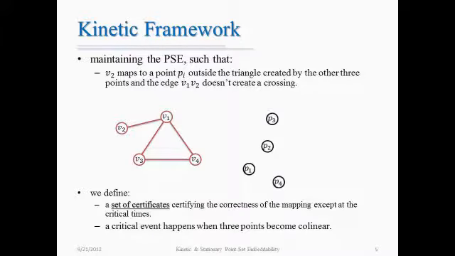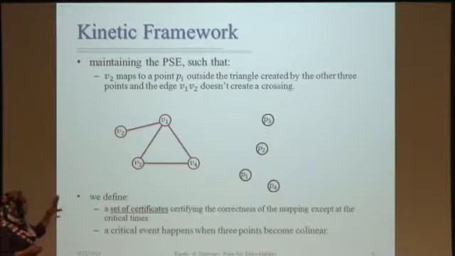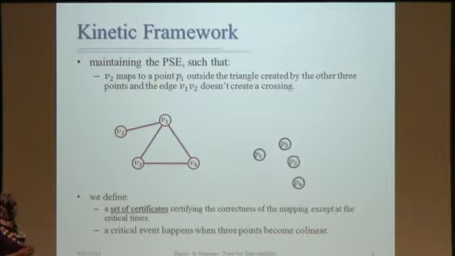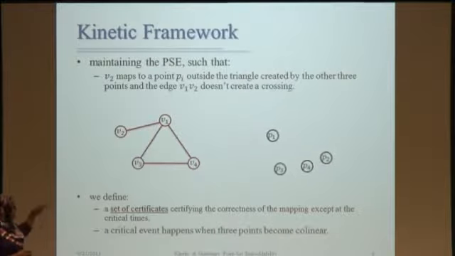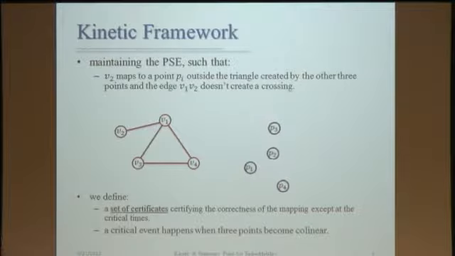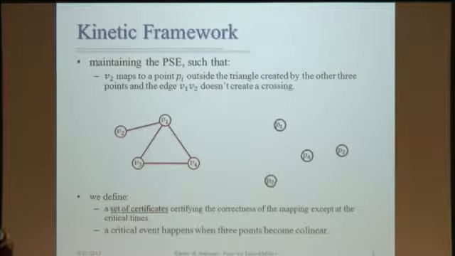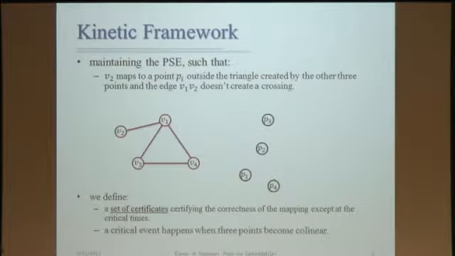So the kinetic framework of this graph can be expressed like this. For any 4 points at any given time, the point Pi should not be inside any triangle created by 3 other points, and it should not create any crossings. To maintain these properties, they define a set of certificates that certifies the validity of the point-set embedding, or the mapping, at any critical time.